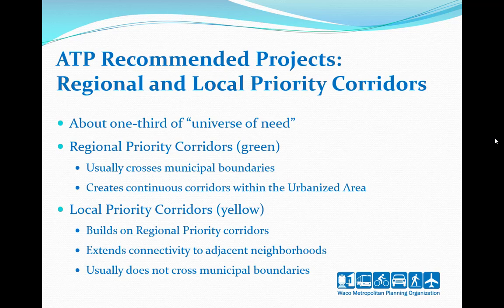So because the universe of need is so extensive, we needed to prioritize and refine our recommendations. We came up with a set of regional and local priority corridors. These priority corridors represent about 1/3 of the universe of need. The first set, the regional corridors, are projects that usually cross municipal boundaries with the intent of creating continuous bike and pedestrian corridors within the urbanized area. The second set, the local priorities, build on the regional corridors and extend the connectivity to adjacent neighborhoods. Usually, these projects do not cross municipal boundaries.